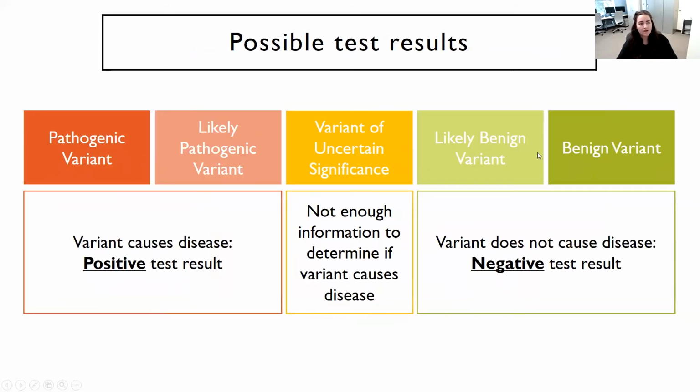So here's all of the possible results that you might see on one of your genetic test reports. If something is called pathogenic or likely pathogenic, we consider that a positive test result. We found a gene change that causes disease. If we get a result that says benign or likely benign, that means that whatever change we're looking at doesn't cause disease. That's a negative test result. Sometimes the lab doesn't have enough information to say whether this is a change that causes disease or one that doesn't. When that happens, they call it a variant of uncertain significance.